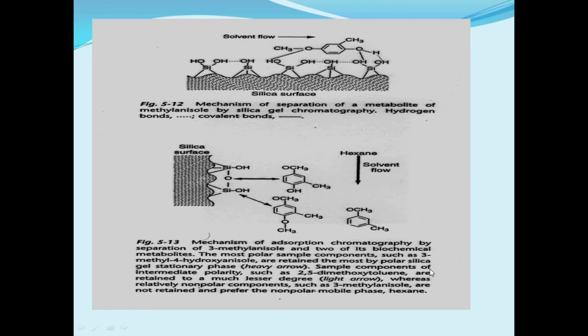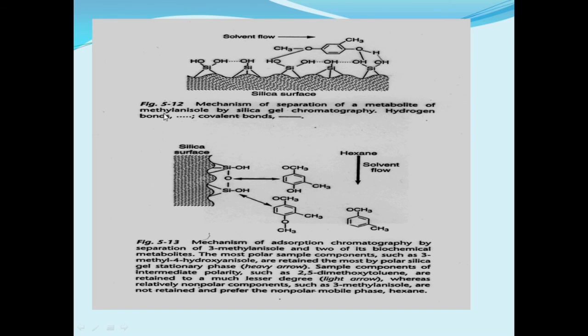Sample components of intermediate polarity such as 2,5-dimethyloxytoluene are retained to a much lesser degree, the light arrow. Whereas relatively non-polar components such as 3-methylanisole are not retained and prefer the non-polar mobile phase hexane. All shown in this diagram.